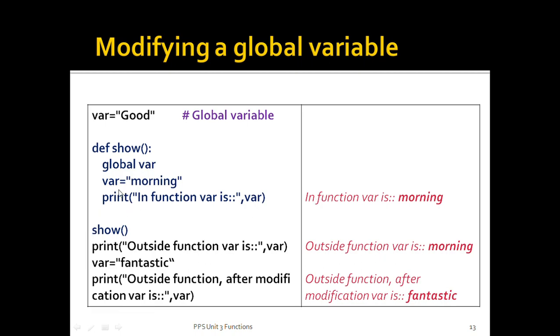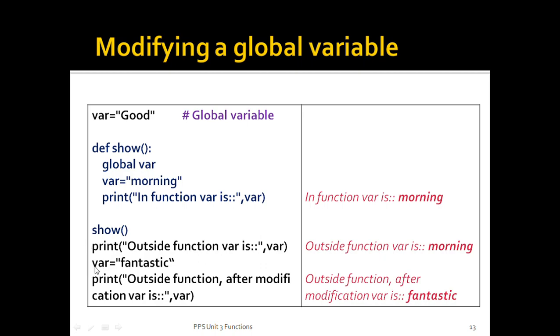So what will happen if you access var outside a function? What value will it get? In this case you can see you will get the value morning. Why is it so? As var is mentioned as global, that's why it will print morning. But in the previous program it was printing good. So I hope you are getting the difference between the two.